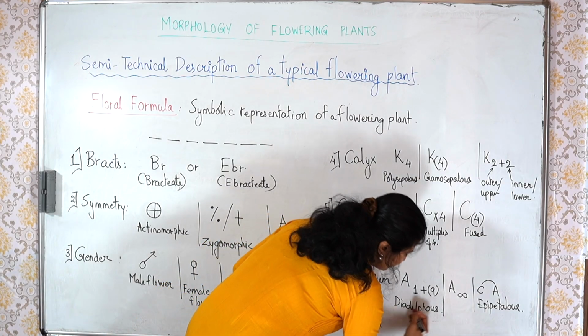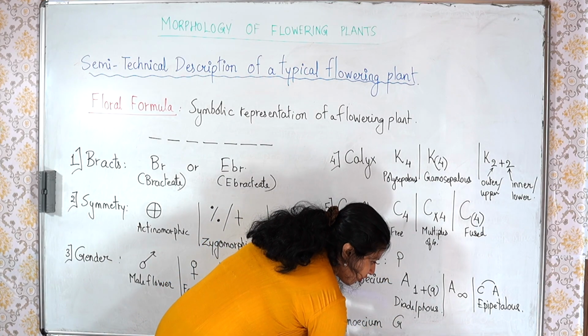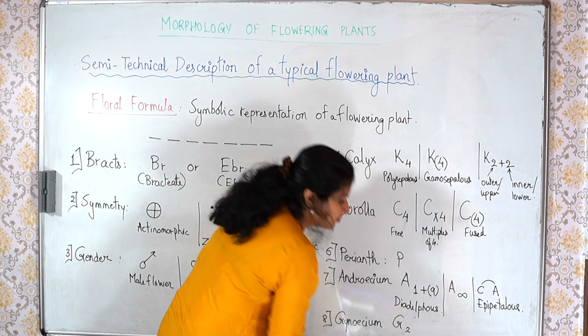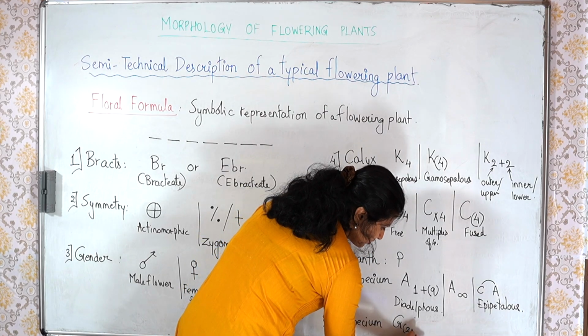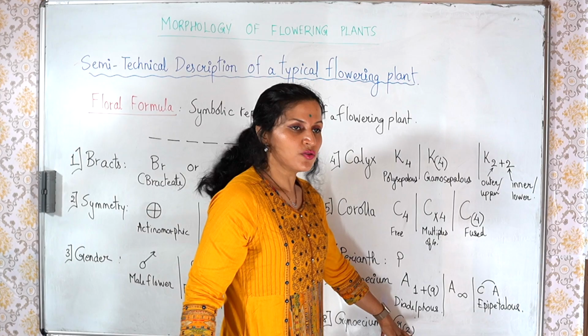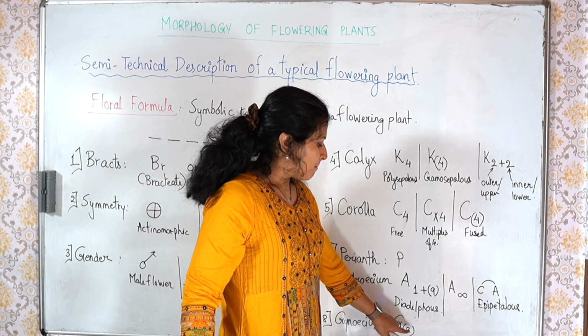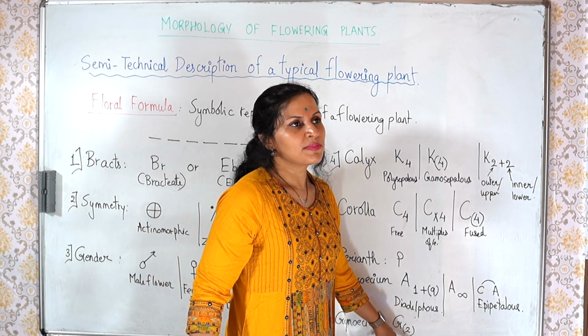Moving on to the last, that is the gynoecium. For gynoecium, we use the symbol G, and the number of ovaries are written down below in the subscript. For example, what does this mean? G and 2 in brackets. It means that it's a bicarpillary syncarpous ovary.